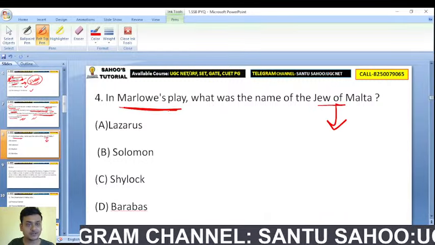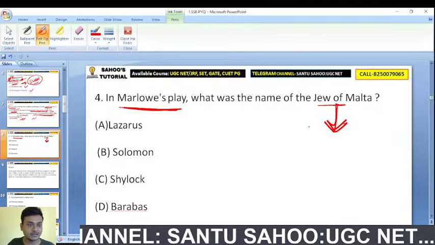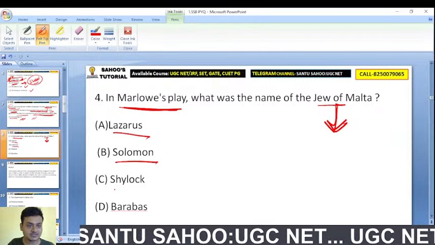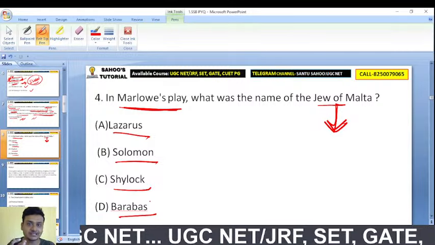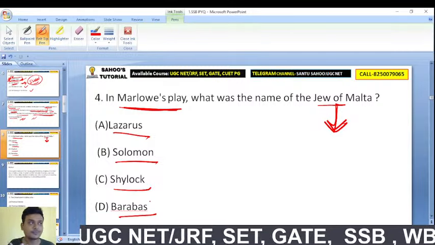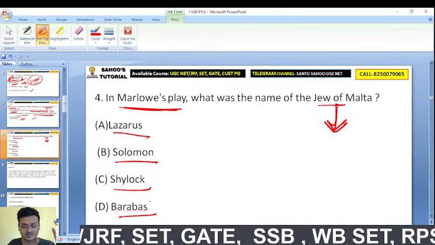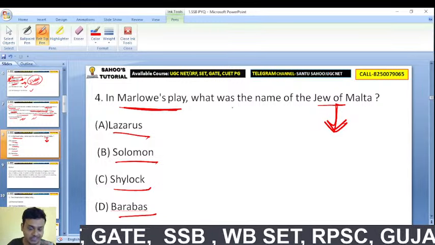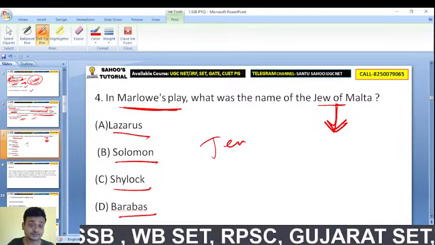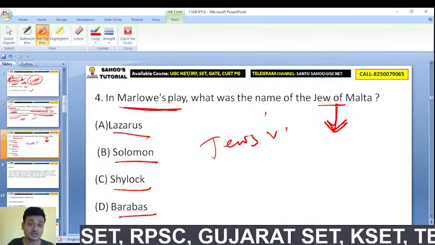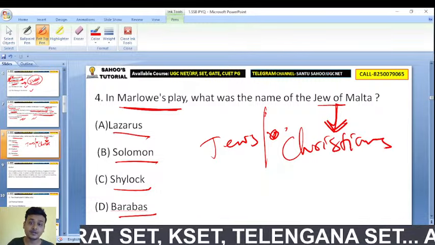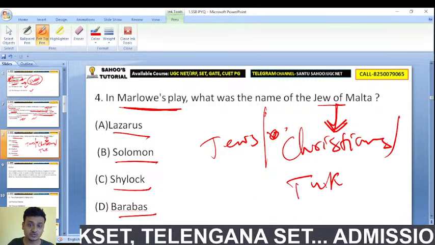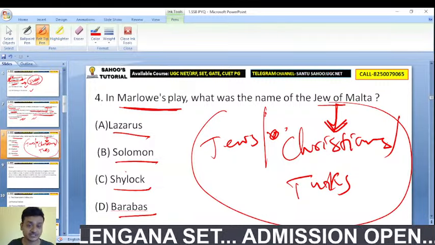Okay, in Marlowe's play, what was the name of the Jew of Malta? Lady Lazarus, Solomon, Shylock, Barabbas. In this work, we find the conflicts between the Jews, the Christians, and the Turks. Okay, the conflict between the Jews versus Jews, then we have the Christians and the Turks.